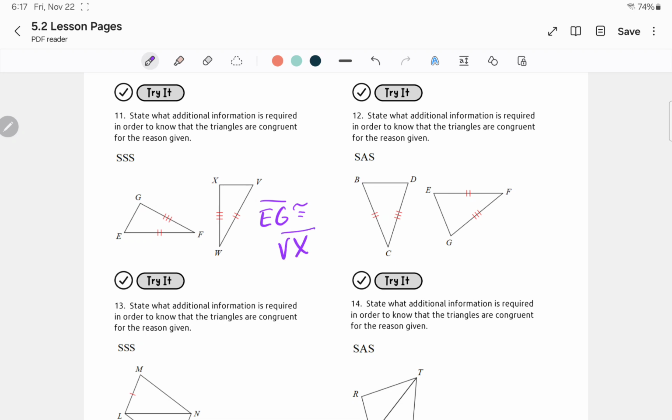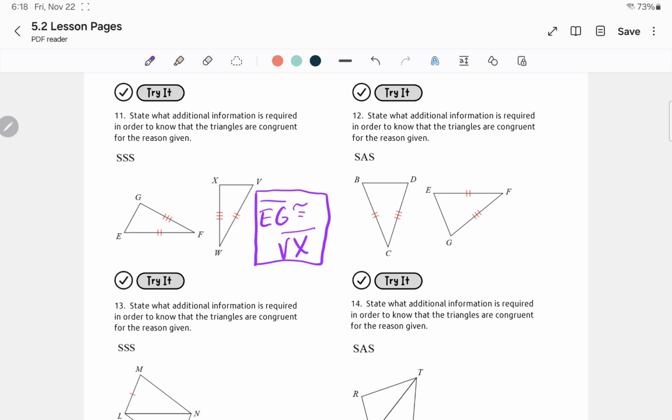The order doesn't really matter, but technically EG from the 2 to the 3, so VX. It's okay if you don't know what I'm talking about, but just have the letters correct. Like this one is side, side, side. You can't have an angle. That wouldn't help us, right? We want to show side, side, side. So we need that third side to be congruent to each other. This side and this side right here.